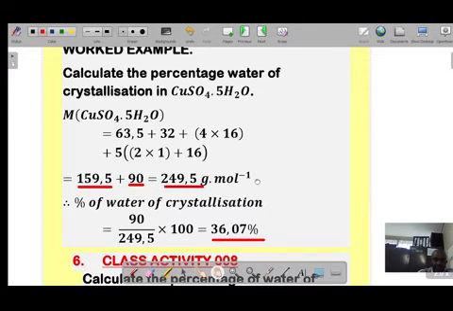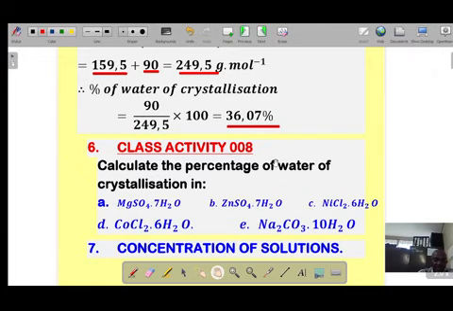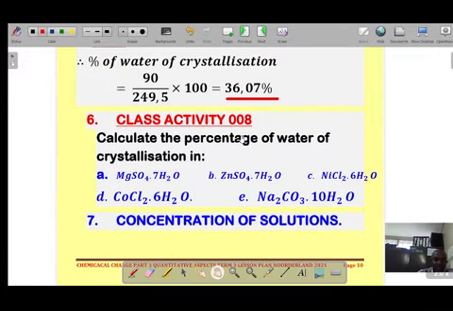Let us proceed. This worksheet is a little bit bigger. So this is a class activity here. Try it out. Yeah. Let's continue with the concentration of solutions here.